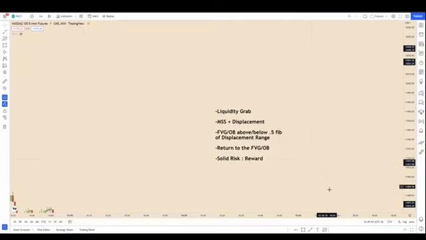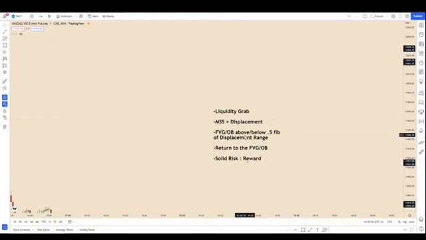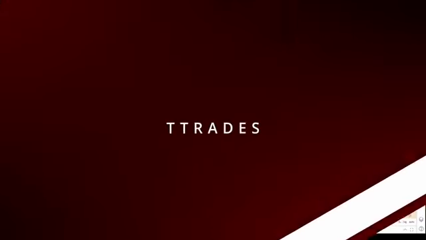Just to review everything we talked about, for my A+ setup in the mentorship model, you want some sort of liquidity grab or a higher time frame reasoning to be taking a trade. You want a market structure shift with displacement, a fair value gap or order block setup above or below the 0.5 fib, depending on if you're shorting or longing. And then you want to return to that fair value gap or order block and then have solid risk to reward.